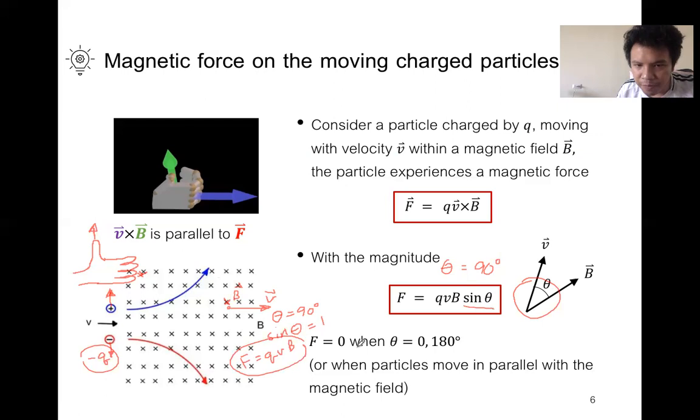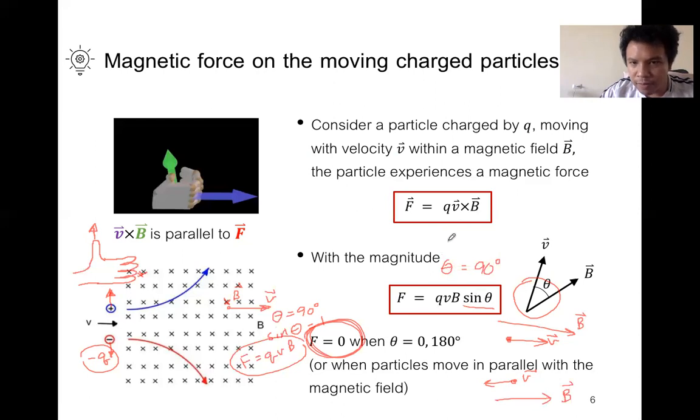Then we consider the case that theta is 0 degrees, for example, the particle moving in parallel to the magnetic field, or the particle moving in the opposite direction to the magnetic field. We are going to get no force.